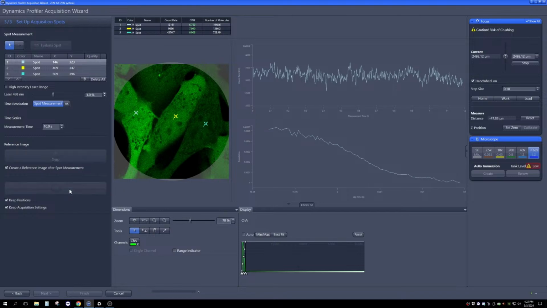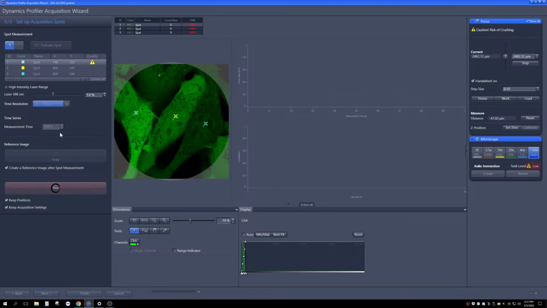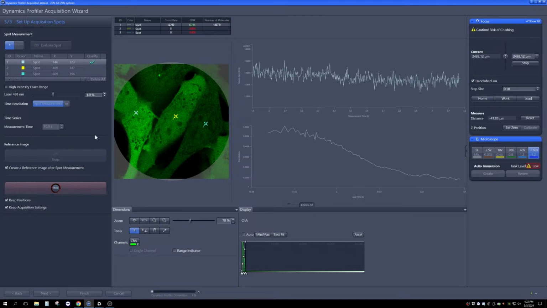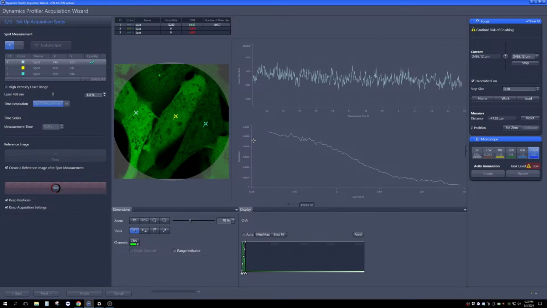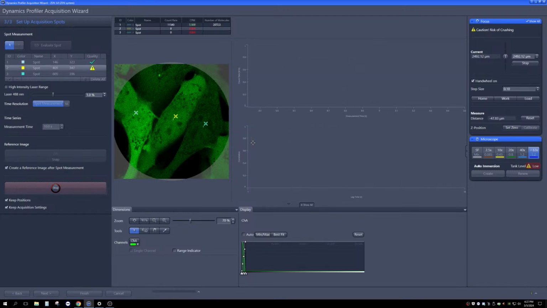I'm just going to go ahead and hit start experiment. 10-second measurement time should suffice for these cells. And now we can see our count rates and our correlation curve live. So if you do have any sort of drift or anything going on, you will also see that in real time.